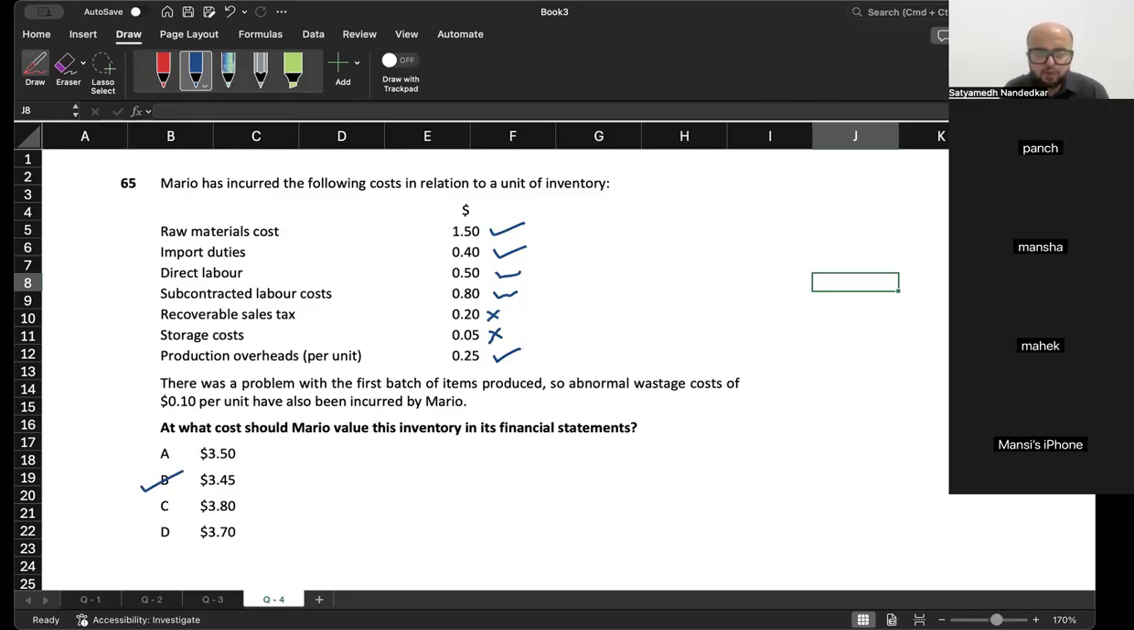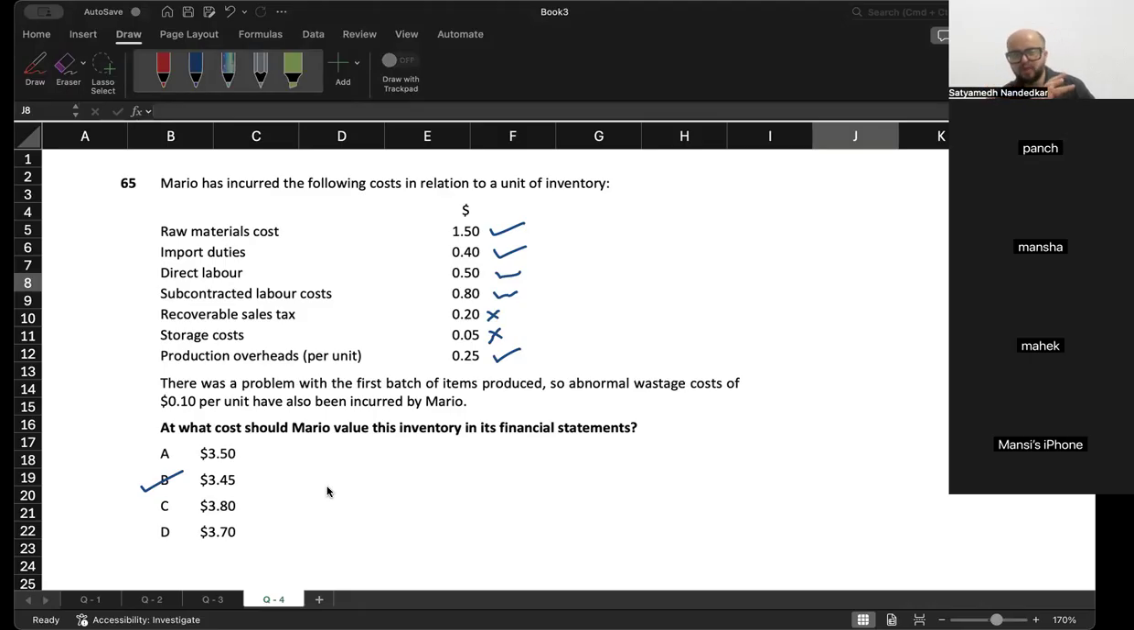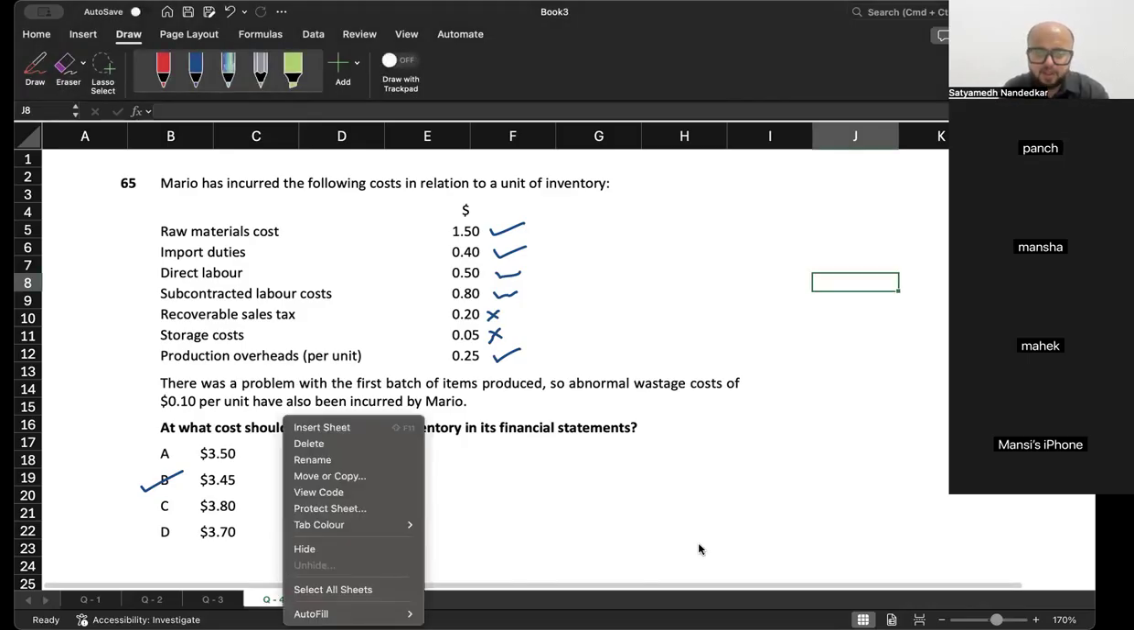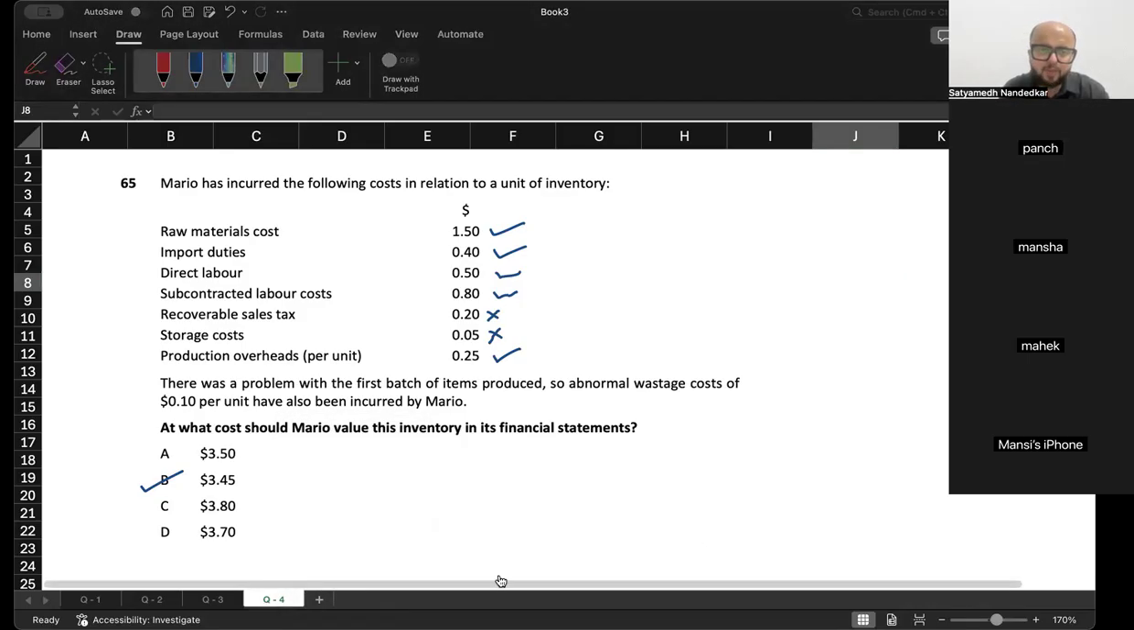So this is a typical question which basically tests you on your knowledge of what items have to be included in inventory cost. Storage cost has got nothing to do with the production activity. They are incurred once the inventory is ready. You don't incur it before that, you incur it after the inventory is ready. So nothing to do with inventory. If you have any question, let me know.